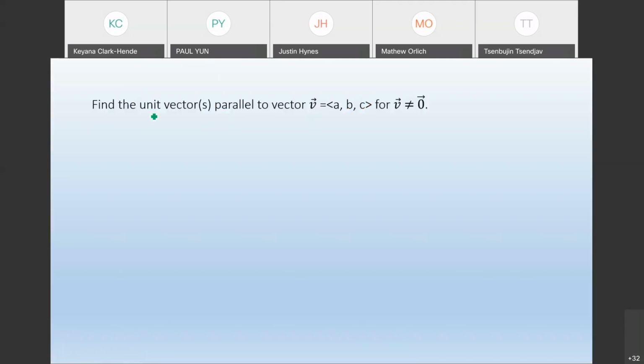Okay. Unit vector. Length 1, right? What does unit vector mean? Unit vector means length 1. Okay? Length equal 1. So here's a vector V. All right. This is the ABC. Suppose it's not a zero vector. Why don't you find a parallel vector?